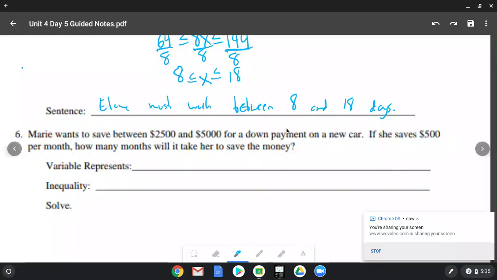All right, so we're back at it. Number 6 for Unit 4, Day 5. It says Marie wants to save between $2,500 and $5,000 for a down payment. Once I see that word between, I know that we're dealing with an and type of inequality. The 2,500 is my smaller number, and my 5,000 is my bigger number.